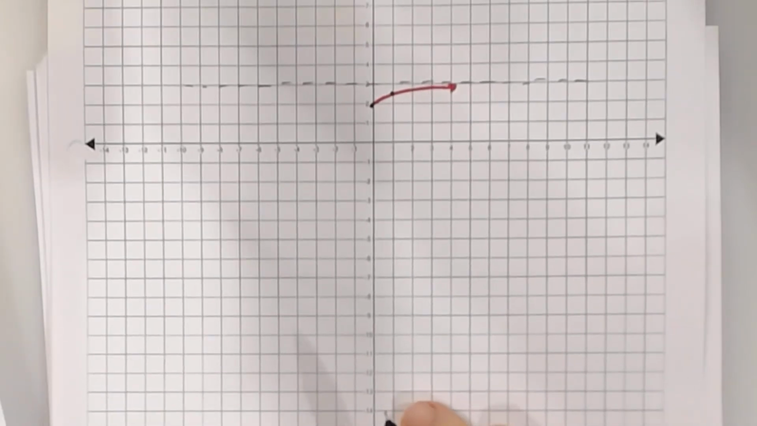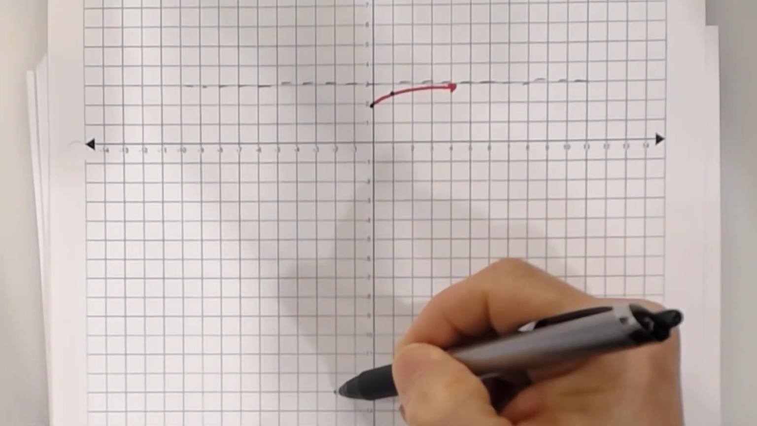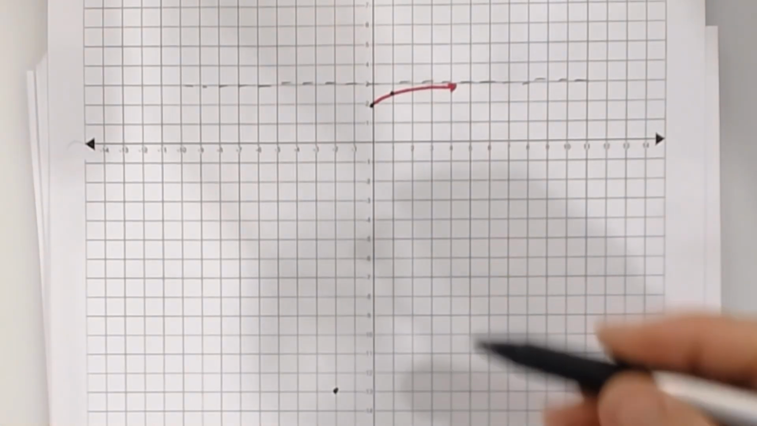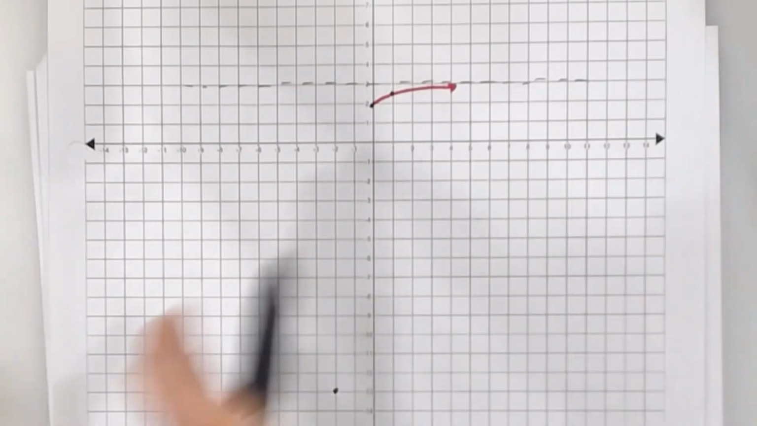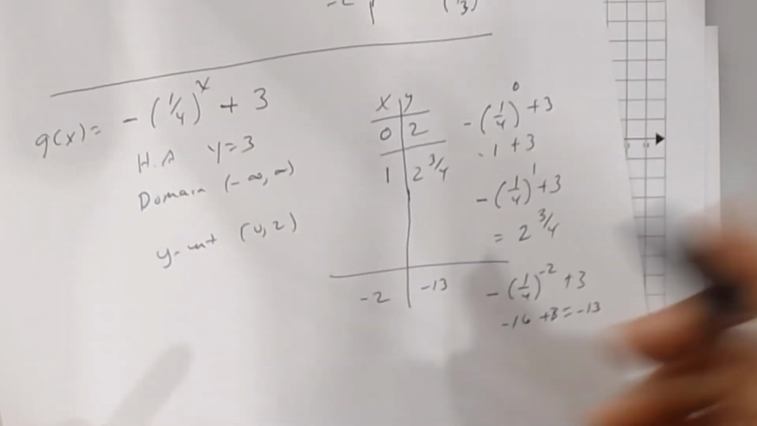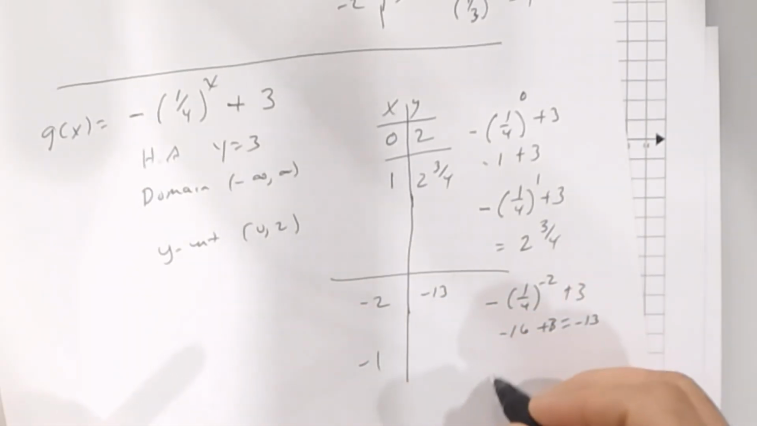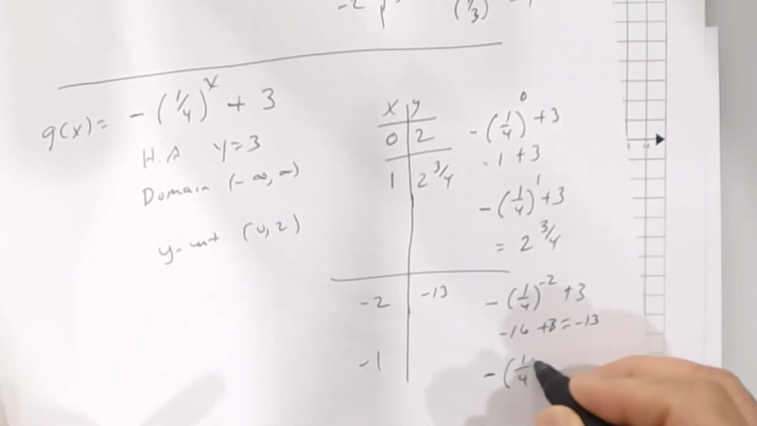So I plot the point (negative 2, negative 13), which is here. And let's just do one more point between the negative 2 and the y-intercept. I don't want to use negative 3 because then it would be way out of the plane. So let's just use negative 1. If x is negative 1, I'm going to do this without using the calculator, so I need you to listen to me.